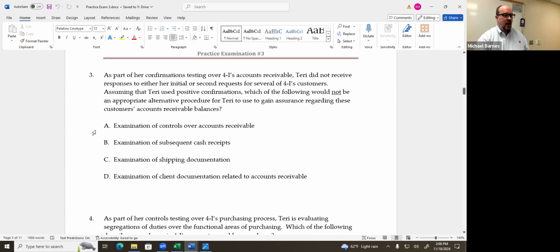Let's look at A, examination of controls over accounts receivable. When does controls testing of accounts receivable take place? Before or after substantive procedures? Before, okay? We're in the substantive phase now. We've already tested controls. Remember, controls testing dictates how our substantive procedures work. So we can't go back and use controls for additional support because we've already done that. We've already used that to determine what we need from the substantive procedures. So it doesn't make sense to say, let's go back and look at controls.